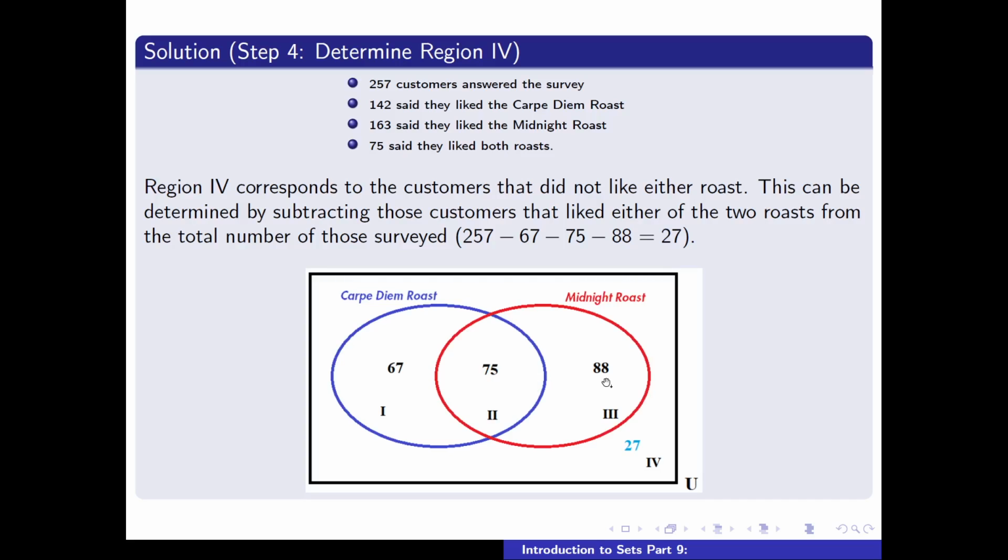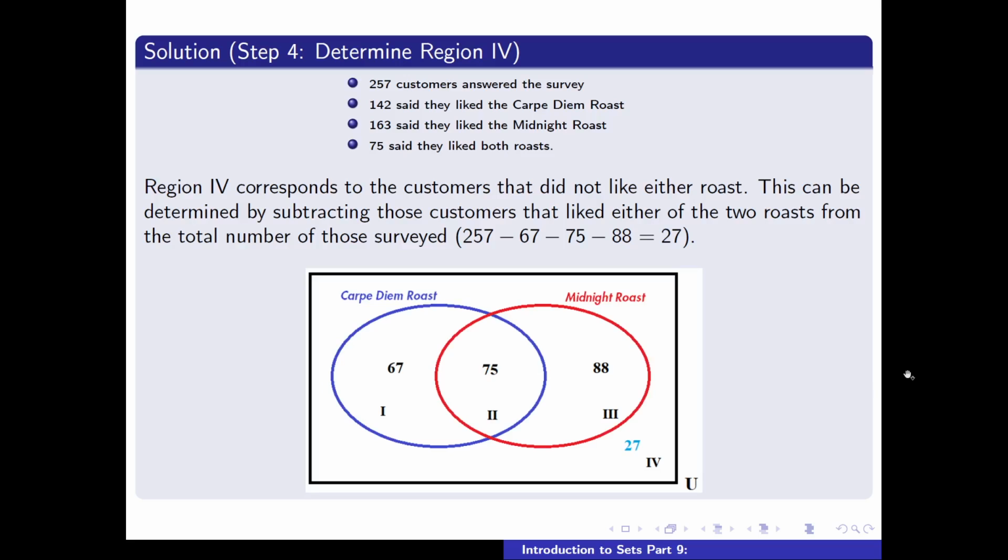So we subtract all 3 of these from the cardinality of the universal set, which is the 257 customers, to yield the leftover customers that didn't like either of the 2 roasts. So 257 minus 67 from region 1, minus 75 from region 2, minus 88 from region 3, and we get 27. And that's the cardinality of region 4. Now as a check, I urge you to add 67 plus 75 plus 88 plus 27, and in fact that should give you 257, the cardinality of our universal set.